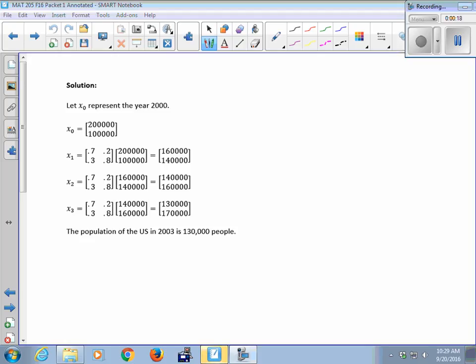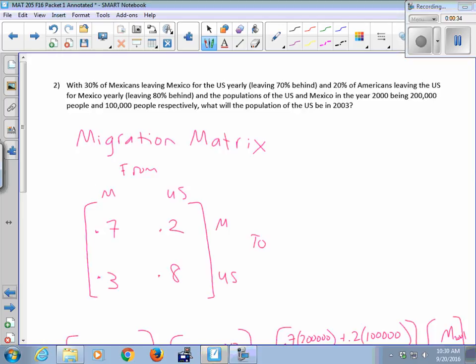what you're going to do is multiply this first row times the column of the matrix. So you're going to do 0.7 times 200,000 plus 0.2 times 100,000. That's how I got the 160,000. But when you go back and reread the question, 30% of Mexicans leave Mexico for the US yearly, so 70% stay behind, right? So we should be taking 70% of the Mexican population to determine what the next Mexican population is going to be in the next year.